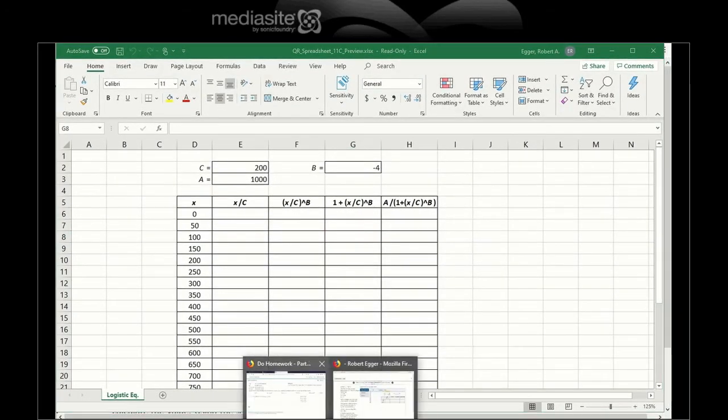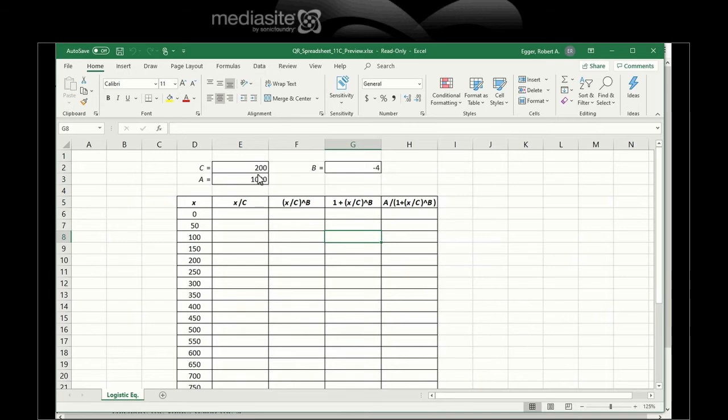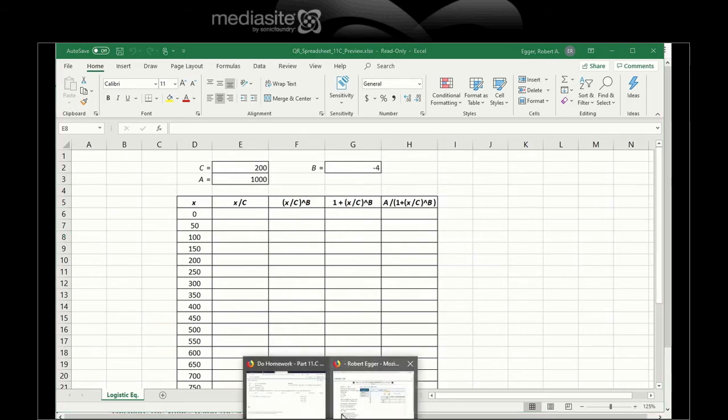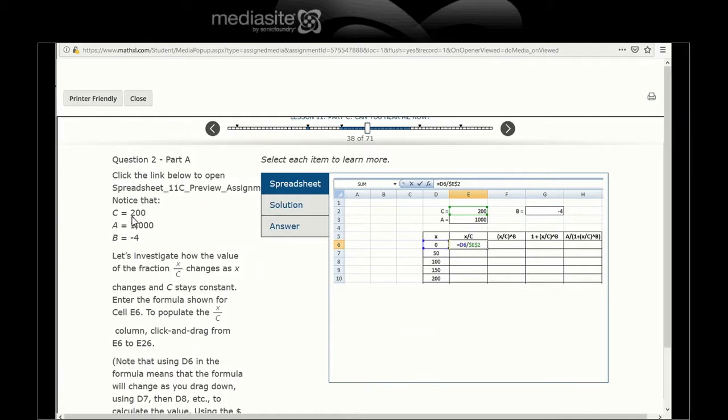Let's see. So here are our parameters, A, B, and C. And we're looking at different parts of it. Here's the full equation: (x over c) to the b, over 1 plus (x over c) to the b, then a over 1 plus (x over c) to the b. Oh, how nice. Notice that A, B, and C.